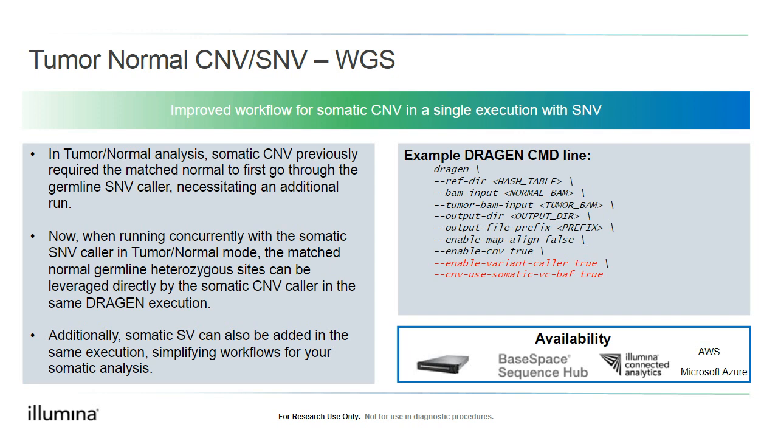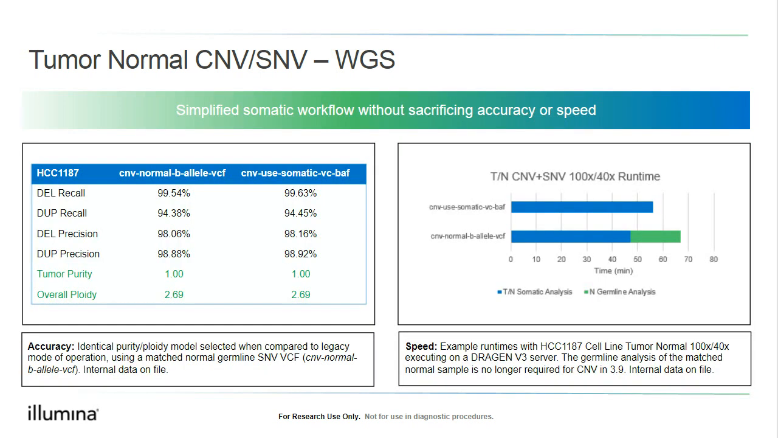So what we are saying is that you can run whole genome tumor-normal analysis as a single execution, and you can call small variants, CNV and SV. That simplifies your entire workflow, versus previously you had to run the germline caller separately as well. With the simplified somatic workflow, what we are showing you on the left is the accuracy comparison between running the previous way of doing things and what we now support.